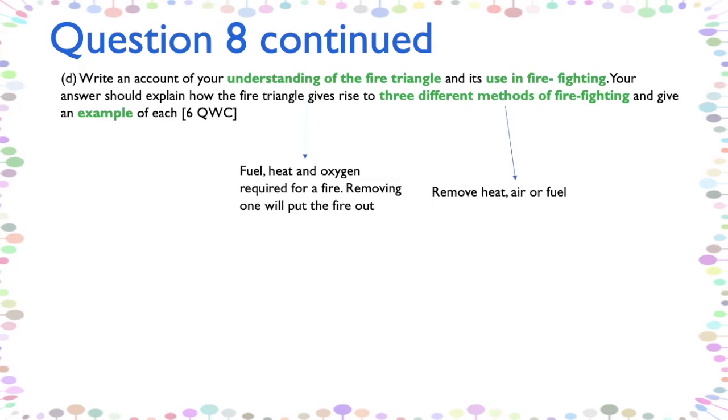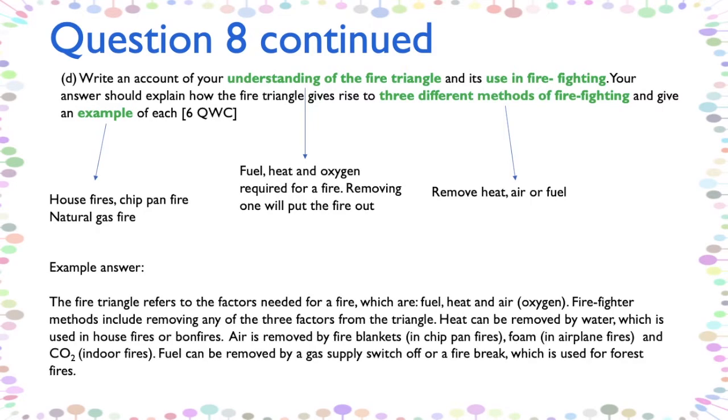And for different methods, you can remove the heat, remove the air, or remove the fuel. And for the examples, you can say about house fires, chip pan fires, natural gas fires. All of these can be used in your answers. So an example answer would be: the fire triangle refers to the factors needed for a fire, which are fuel, heat, and air, or oxygen. Firefighting methods include removing any of the factors from the triangle.